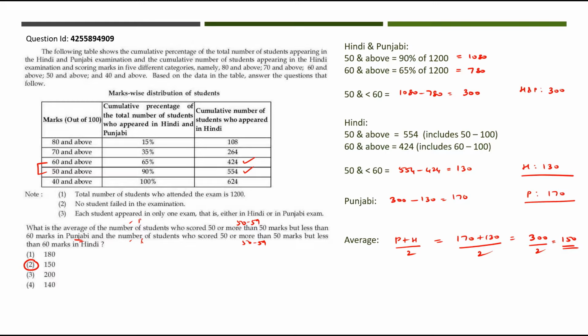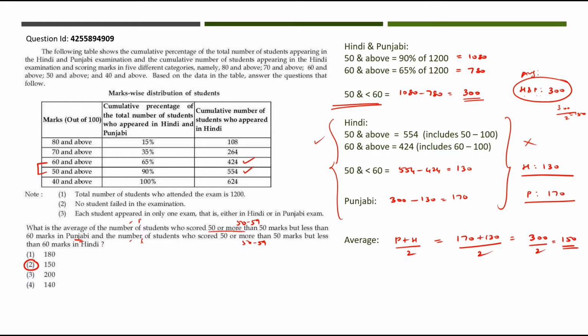Actually, I will tell you, for this question, you need not get into these details at all. When you get Hindi and Punjabi together as 300, this will be the sum of students of both Hindi and Punjabi together. Without getting into these values, you can directly find the average from this. Hindi and Punjabi together makes 300. You have to find the average for this only. So since two items are involved, from here itself you can find 300 divided by 2 will give you 150.